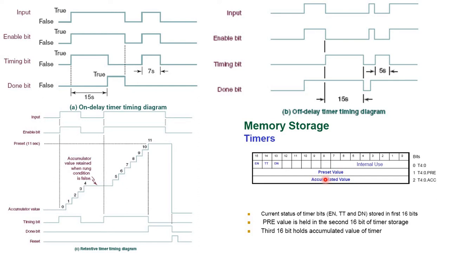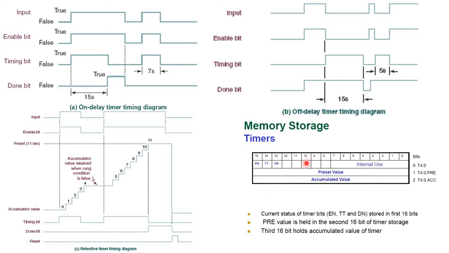The accumulated value keeps on changing based on the time base, from 0 until the preset value. Once the accumulated value and preset value are equal, there will be some changes in these bits, which we will discuss later on. For different timers, it will behave differently.